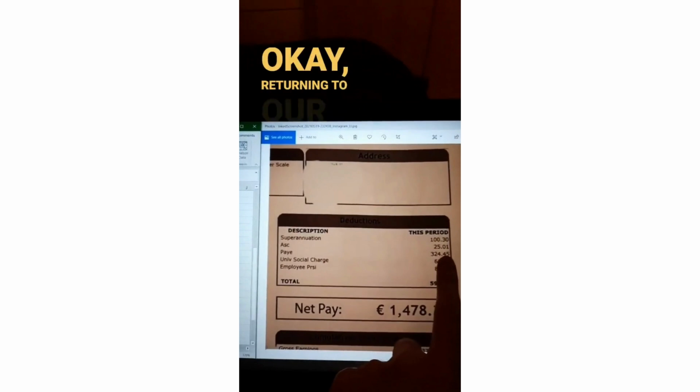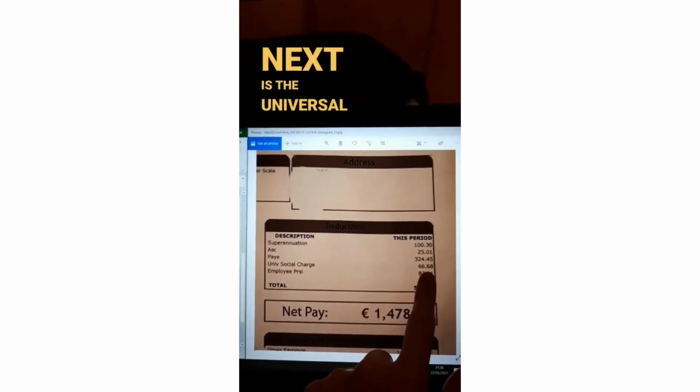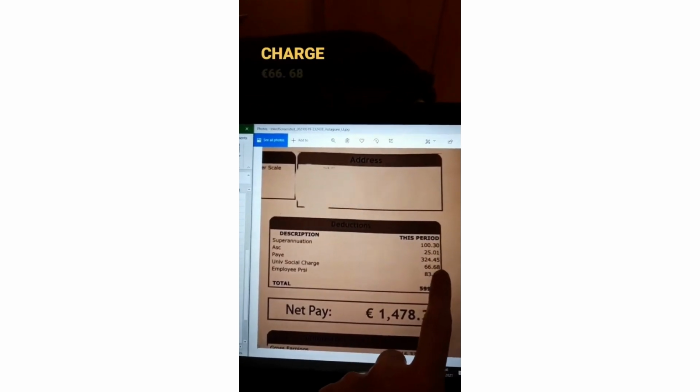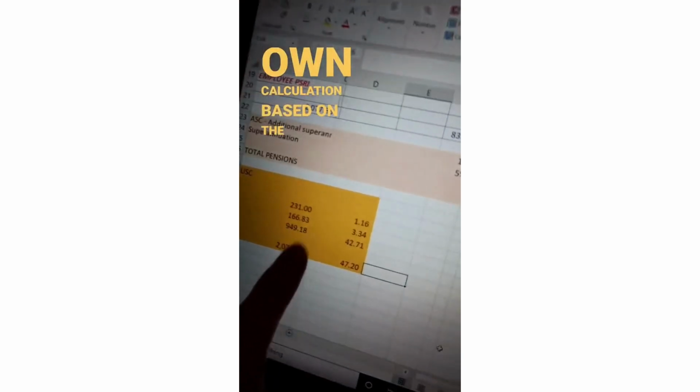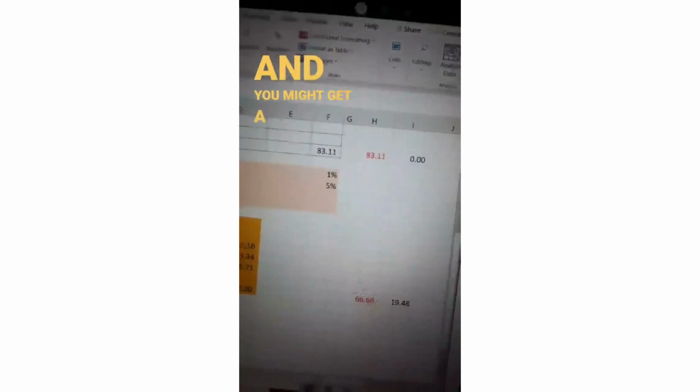Okay, returning to our deductions, and we've gone through the PAYE. Next is the Universal Social Charge, 66.68, and I did my own calculation based off the tax credit certificate. And after my calculation, it's slightly lower, so a difference of €19. So that is a slight overpayment on this payroll. So again, when you do your income tax return at the year end, all of this will be tied out and you might get a refund.